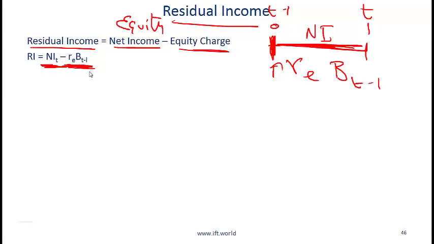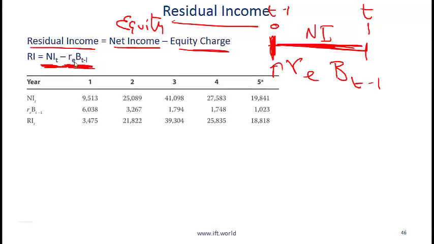Conceptually, this is similar to what we talked about on the previous slide. The only difference is that on the previous slide, we took the overall investor perspective that included debt and equity holders. Here we are only taking the equity holder perspective. That's why we use the cost of equity alone over here. Previously, we used the cost of capital, which combines both the cost of debt and cost of equity. Now, this is a simple illustration. In year one, if this is the net income, this is the equity charge, then this is the residual income.